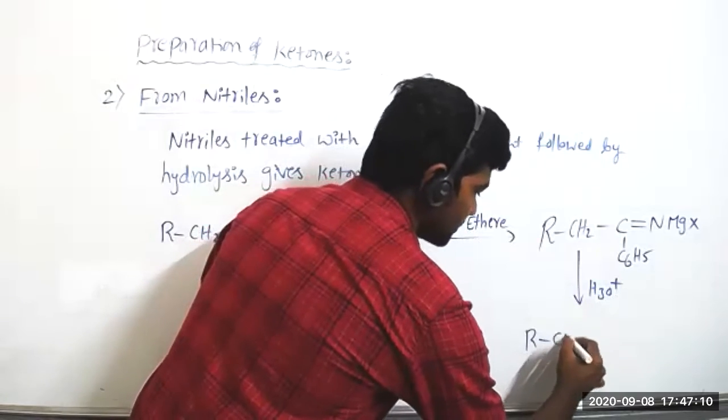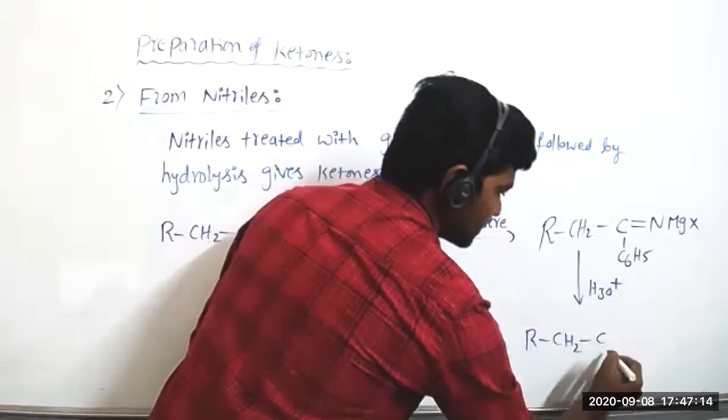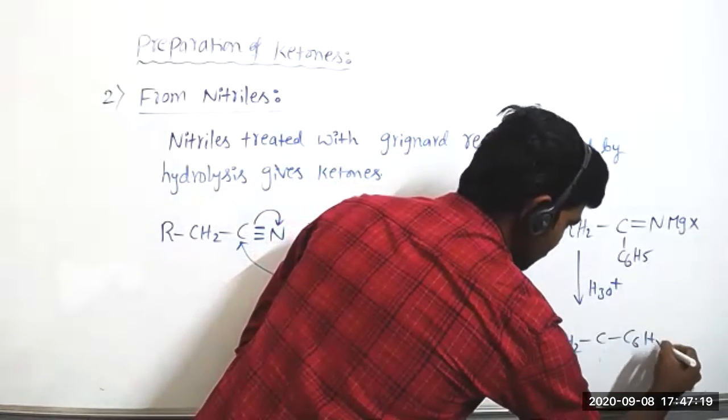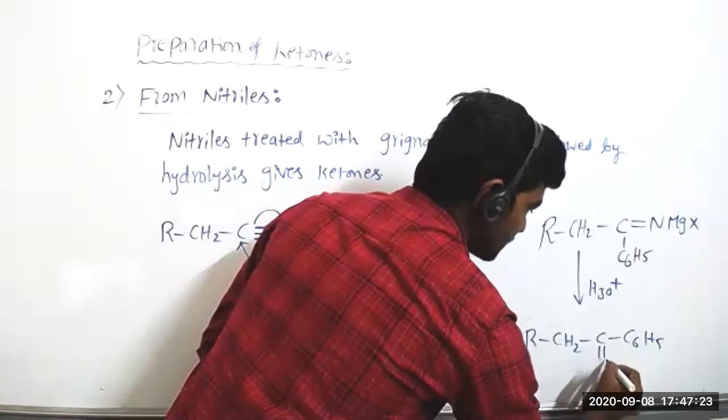Product is RCH2-C, it is still linked to C6H5. So you can write that C6H5 anywhere. And here the NMgX group is completely replaced by oxygen during the hydrolysis. You will get the ketone.